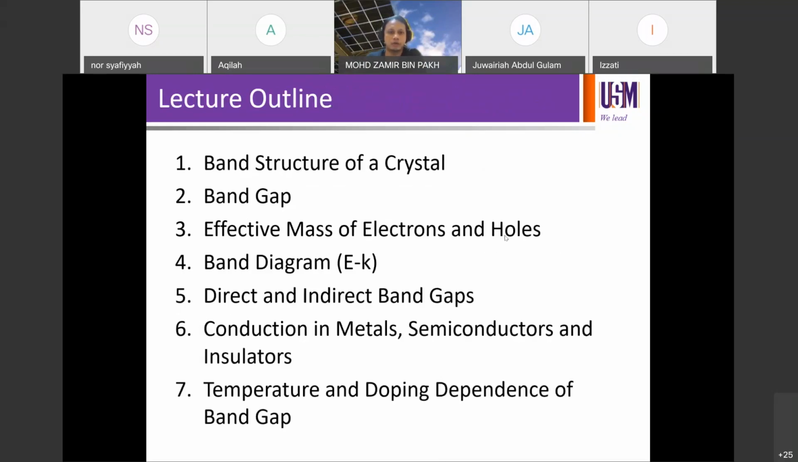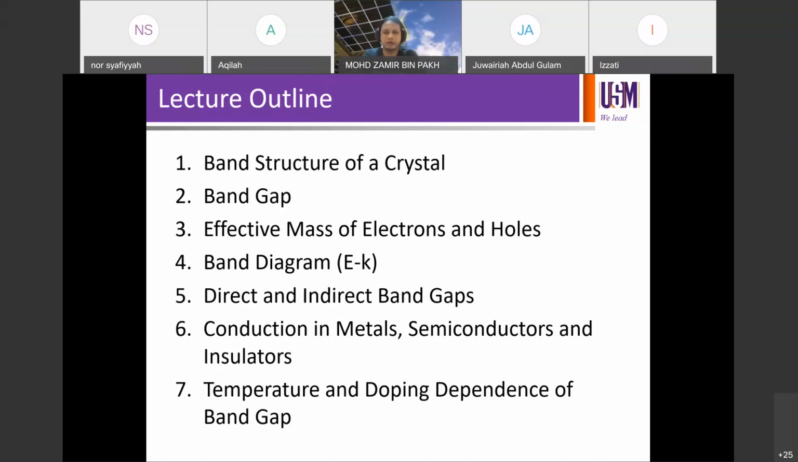Today we're going to look into a couple of things in energy gap. So we're going to look into the band structure of a crystal. Then we're going to see what band gap actually is. So we'll discuss a little bit about band gap in the case of semiconductor, in the case of metal, in the case of insulator. So you get a feel of how big the difference is between the band gap of the 3 primary types of material that we've discussed before.